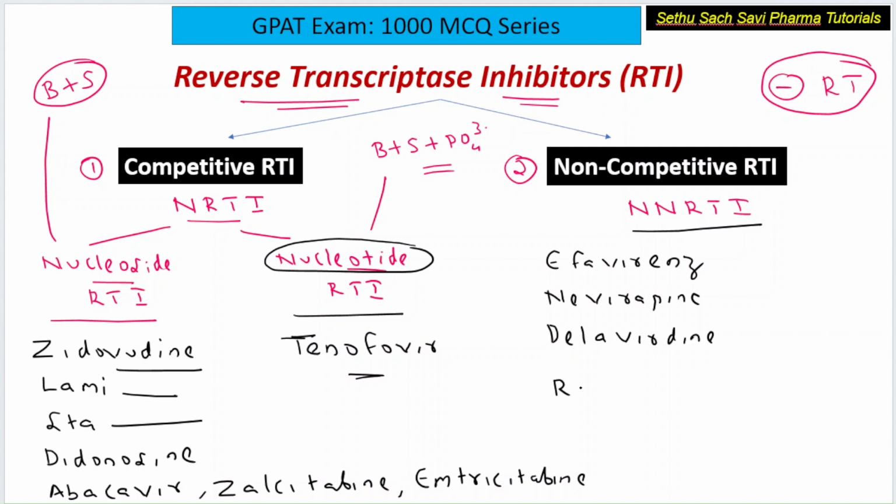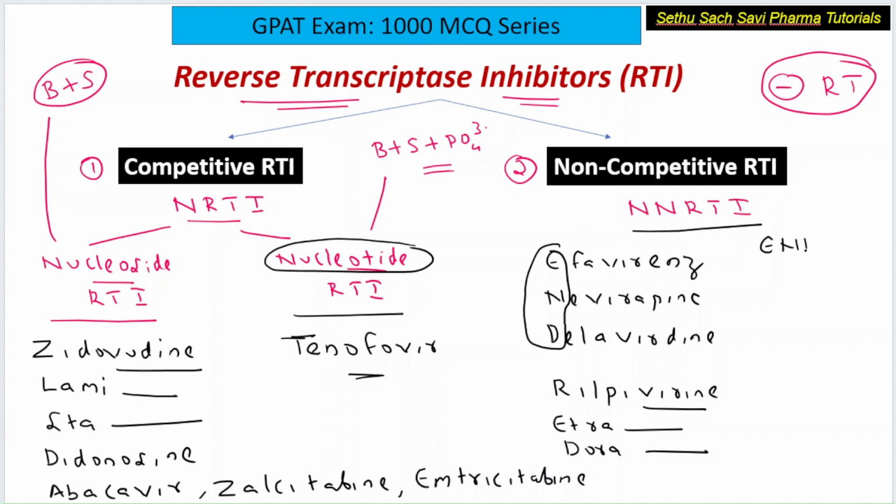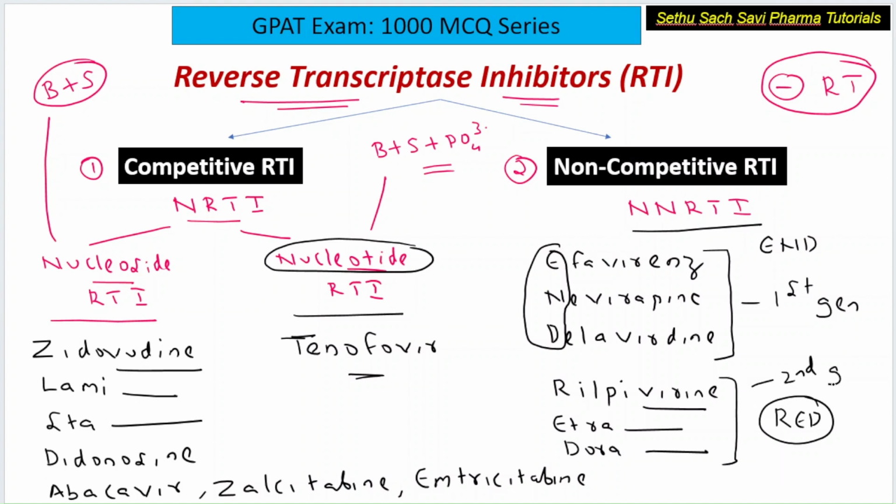Then comes rilpivirine. Then etravirine. The names of these drugs end with virine: etravirine, doravirine. You can remember this with the mnemonic RED and END. Efavirenz, nevirapine, delavirdine. Remember, efavirenz, nevirapine, and delavirdine are first generation NNRTIs, whereas the red ones, that is rilpivirine, etravirine, and doravirine, are second generation NNRTIs.